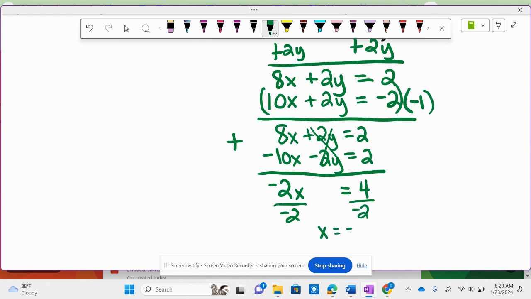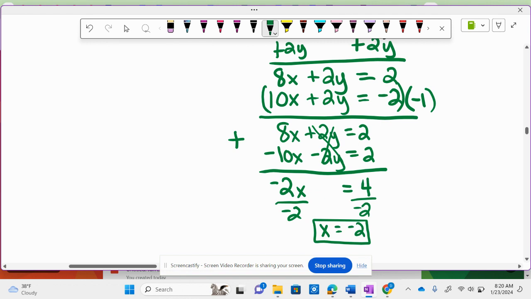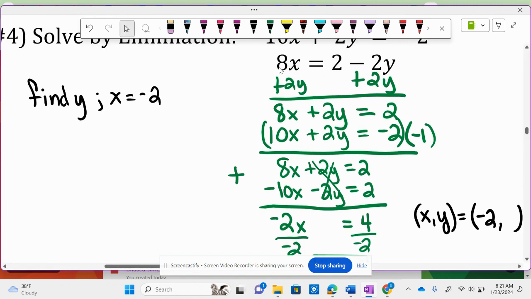X equals -2. So again, every solution to a system is an XY ordered pair. We know that X is -2. We have to find the Y coordinate. So we're going to find Y, and we know that X equals -2.